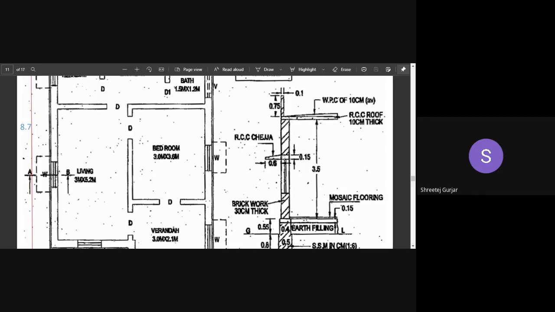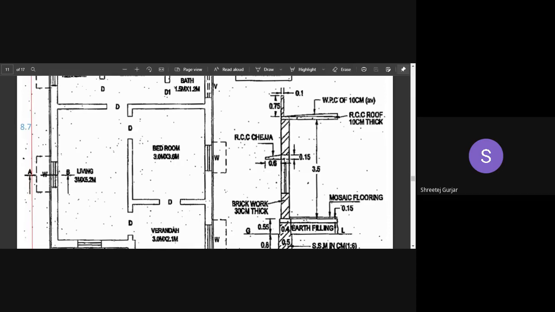And you can see this RCC chhajja is tapered, right? It is not having the same thickness. The end thickness, at this part, is assumed to be 0.1. So from 0.15 it tapers to a thickness of 0.1 at the end. That is the average thickness we have to take later while we calculate the quantity of this RCC chhajja. And the projection is 0.6 meters, it is projecting 0.6 meters outside from your wall. So this is your RCC chhajja.